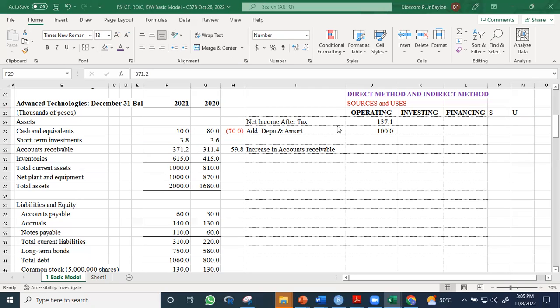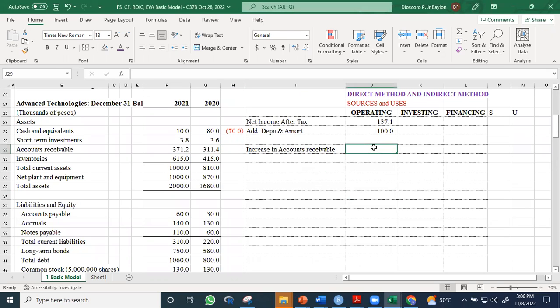All right, Rafi, thank you. Rafi answered O, operating, and then source of cash. How about the others? I want you to key in your answers also. Okay, good, thank you. All right, OS, which means it should fall under operating, and it's a source of cash.